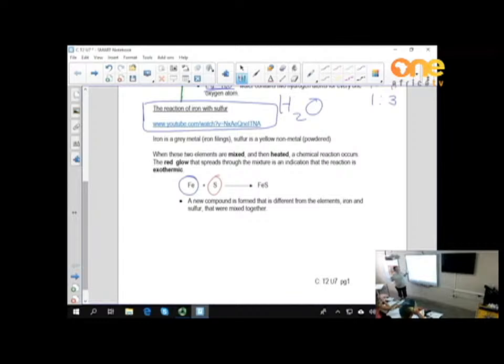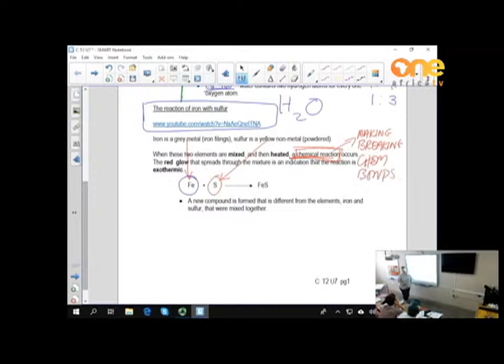So, just very simply, iron is a grey metal. Sulfur is a yellow non-metal. Iron filings will be magnetic. I could pull them out with a magnet from the yellow powder. The yellow powder is not magnetic. So when these two elements are mixed and then heated, we get a chemical reaction. What is very important when there is a chemical reaction? It implies we are making and/or breaking chemical bonds.